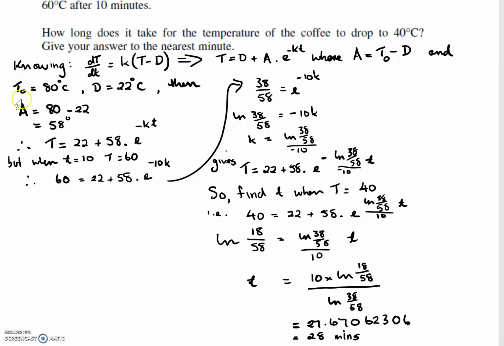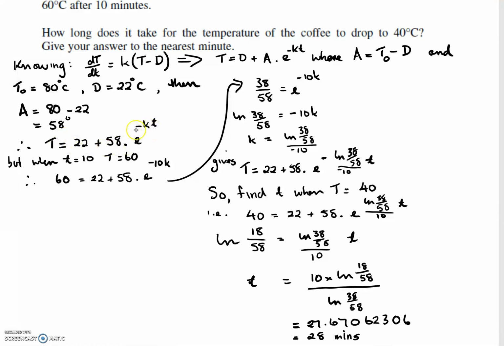And we also know that the initial temperature, the T0, was 80, because we were told that, and we know that the room temperature is 22 degrees. So then from that we can work out the value of A. A is the difference between the initial temperature and the room temperature, which is this 58. We can then put that into our equation, that T will be equal to, we've identified that D is equal to 22. We've calculated that A is 58, e to the minus kt.